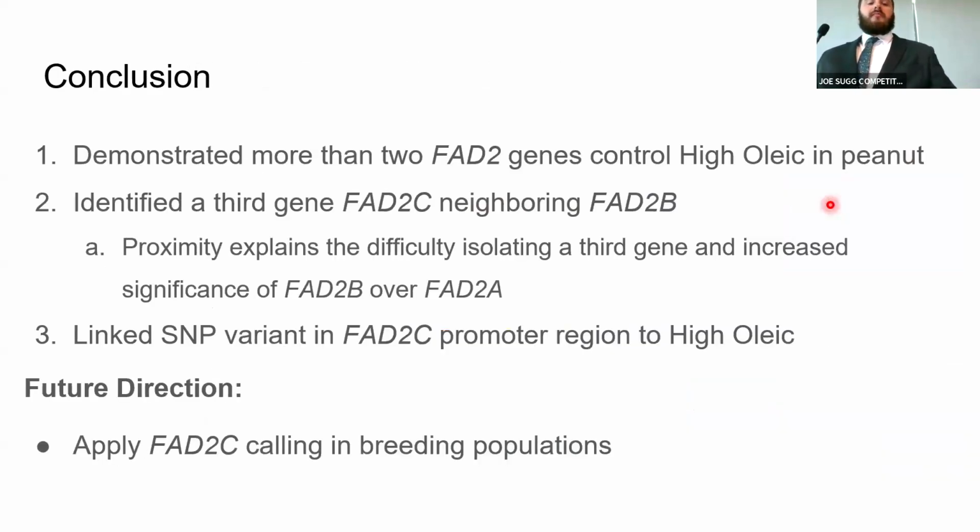So in conclusion, we demonstrated that there are more than 2 genes controlling high oleic in peanut. We've identified a 3rd gene, FAD2C, that's neighboring FAD-B, and this proximity explains the difficulty in isolating the 3rd gene for several years. And this also explains the increased significance that we see in previous literature of FAD-B being much more significant than FAD-A. And finally, we linked the SNP variant in the FAD-C promoter region to high oleic.